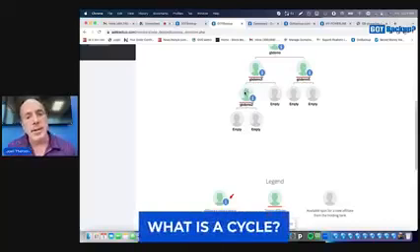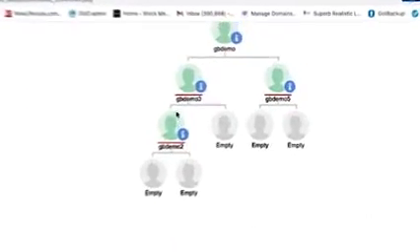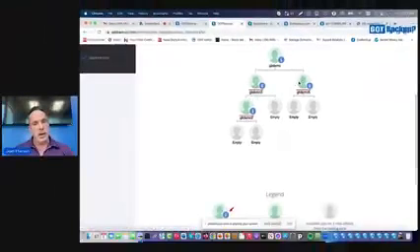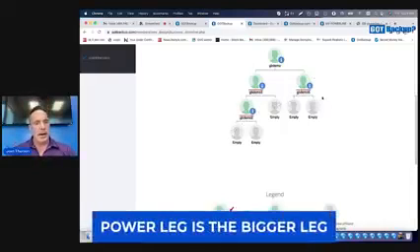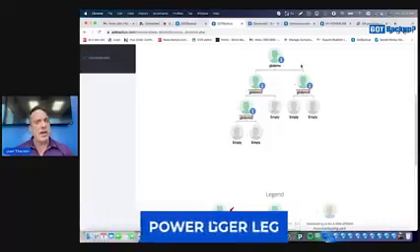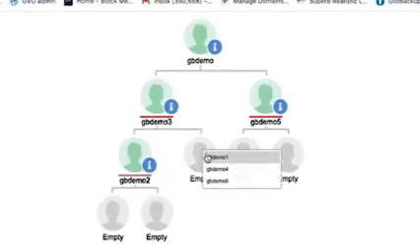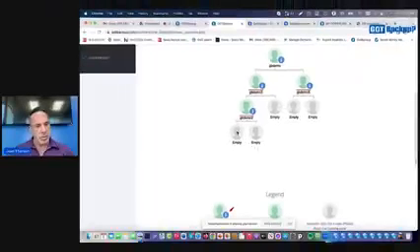Now, what constitutes a cycle? Well, it's 4 on one side, 2 on the other. So right now, I have 2 on one side, 1 on the other. I need 2 on one side and 4 on the other, okay? And it doesn't matter whether it's left or right. So let's make the left side the power leg and the right side the pay leg. The power leg is the bigger leg, the pay leg is the smaller leg, okay? So I'm not putting somebody here. That's GB Demo 3's responsibility. So I'm gonna just continue to build over here.